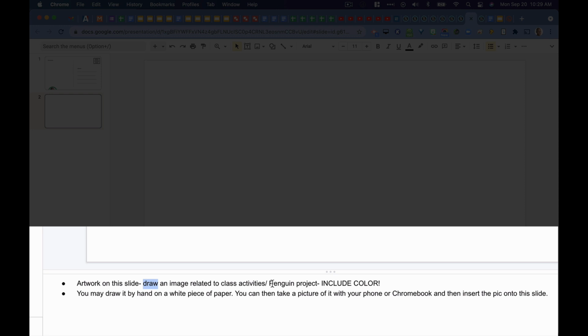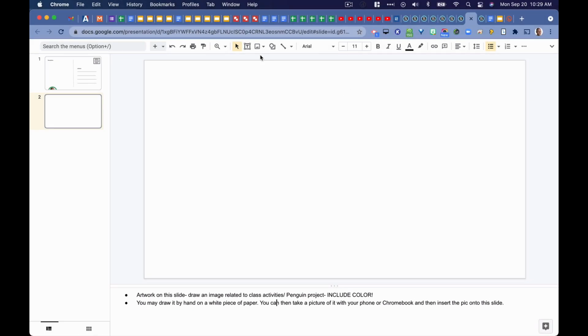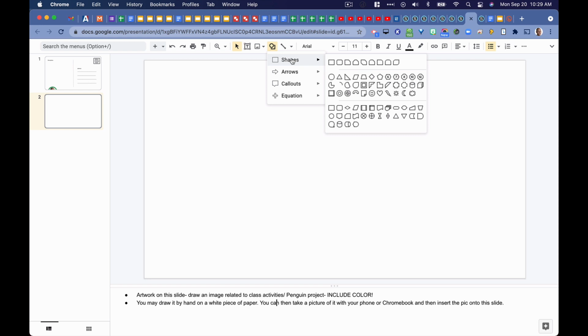Include color. So think about all the things we did, material testing, all the things we've talked about in class. Look through your reference notebook, which has a lot of good information on that. Look at the papers that you've done for this project. You have a lot of paper you can refer to. You may draw it by hand on a piece of white paper if you want, and then take a picture of it with your phone or Chromebook and insert the picture onto the side. You have that option if you can't really draw using the drawing tools in this.